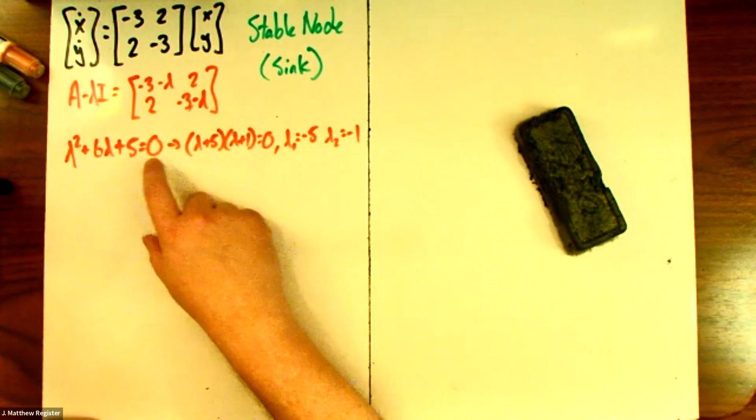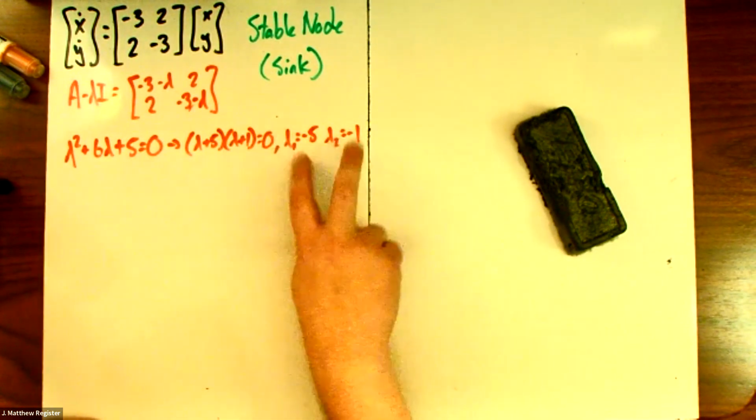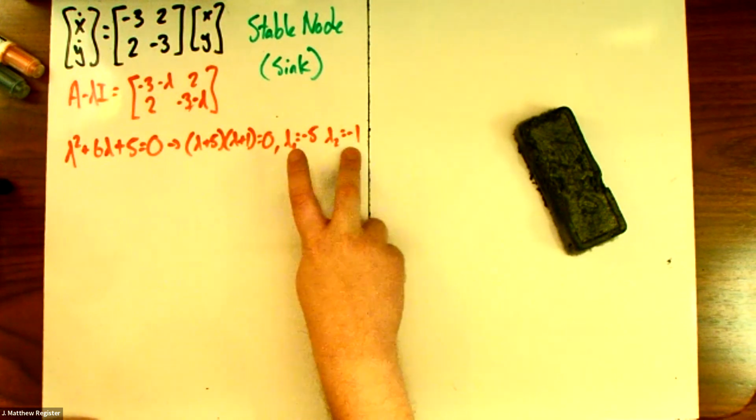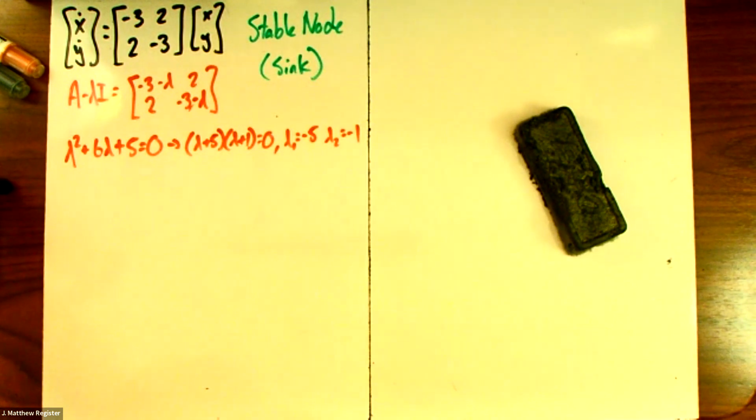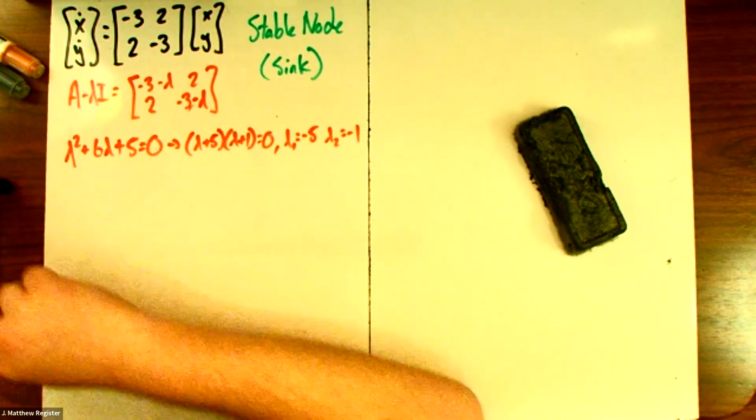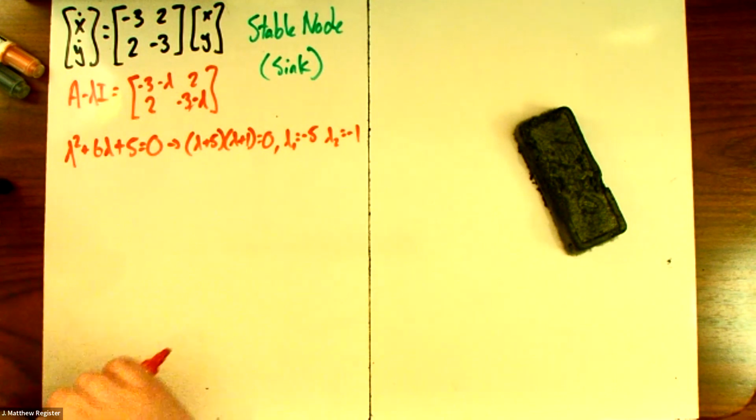And in doing the characteristic equation, we factored it. We got these two factors out of it. Since they are both negative, we know that it is going to be a stable node. At that point, we can find our eigenvectors.